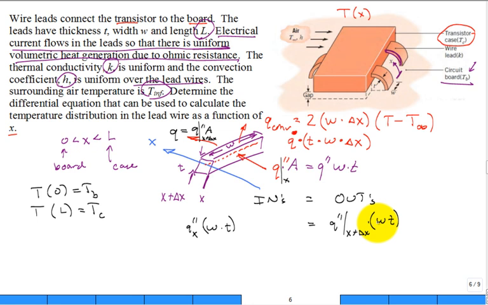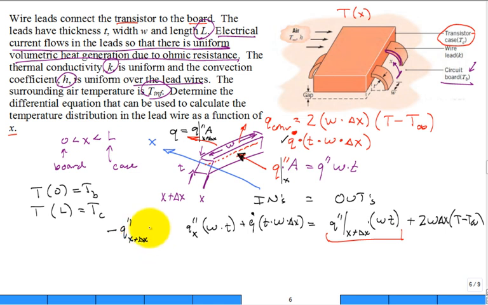All right. The other in, Q dot times thickness W delta X. And then my out for convection, 2 H W delta X times T minus T infinity. Now what we do is we'll take this out and flip it over to the other side, and we're going to have a minus Q double prime at X plus delta X times WT. Why did there become a negative sign? Because you moved it to the other side, true?